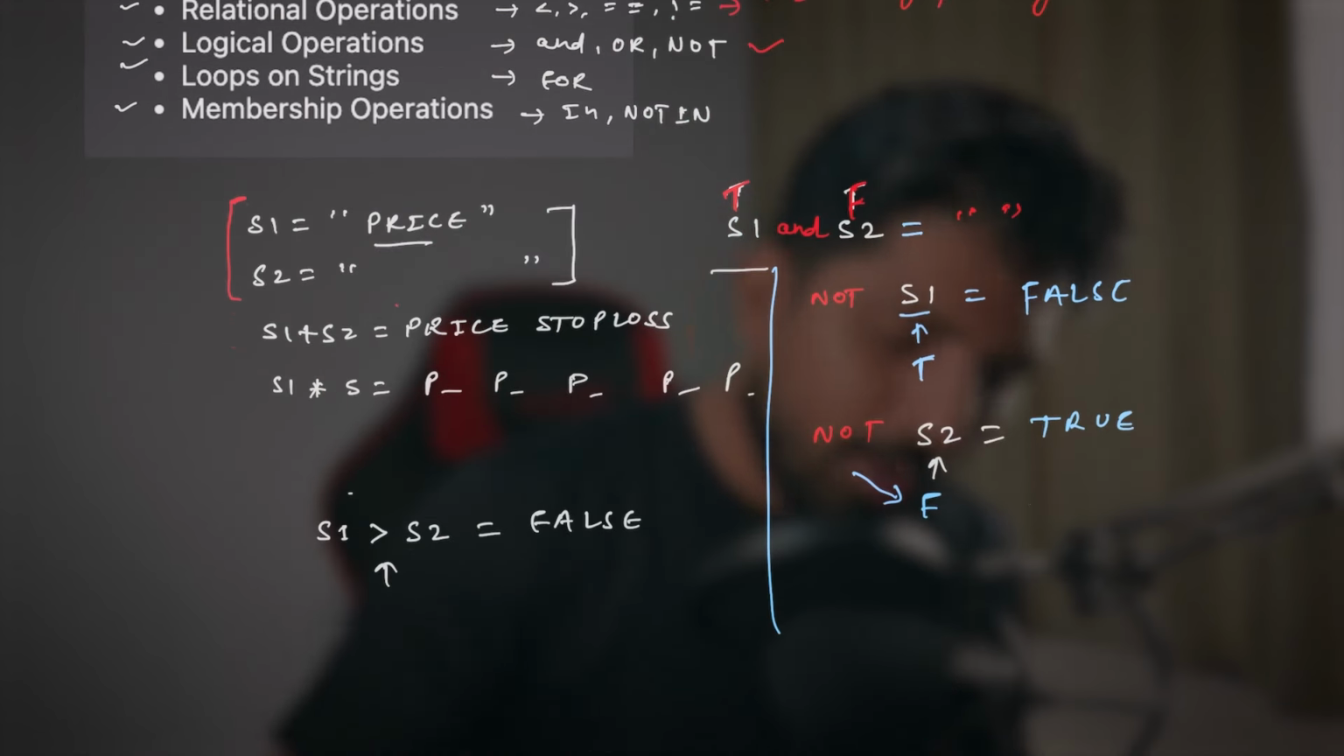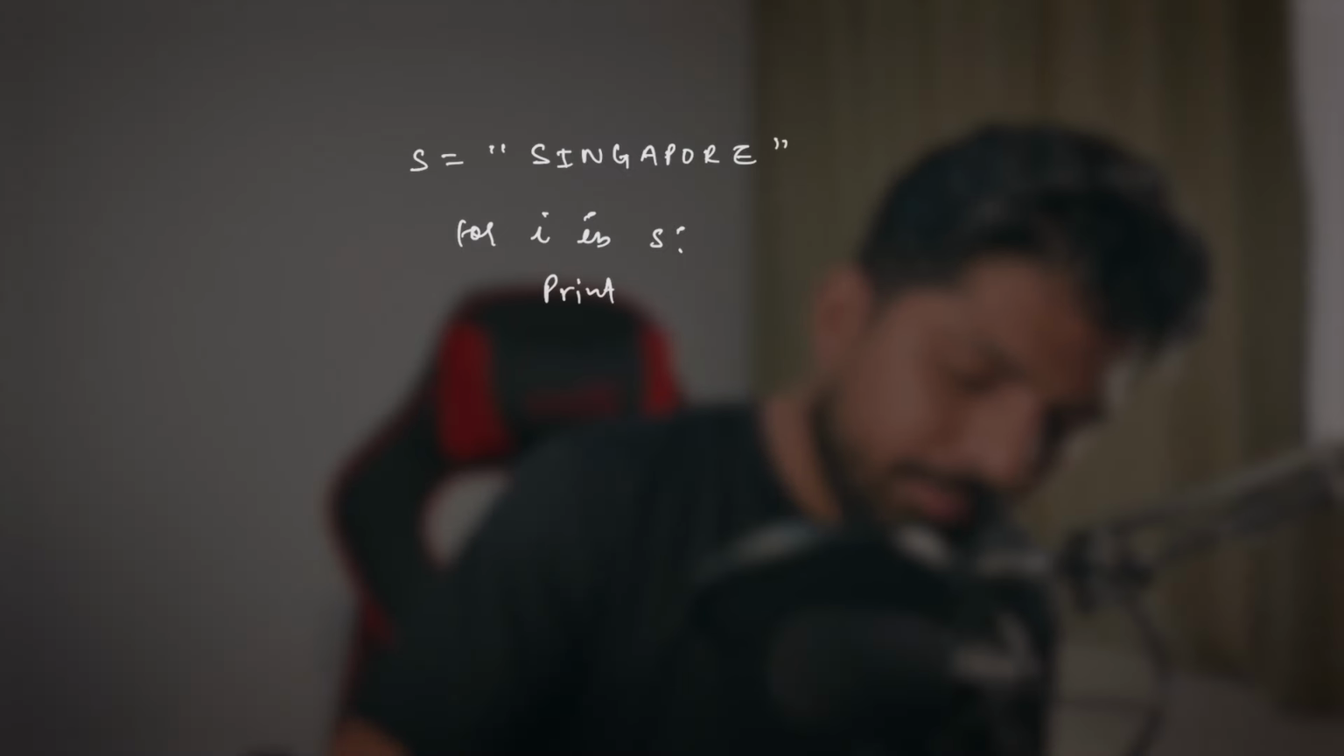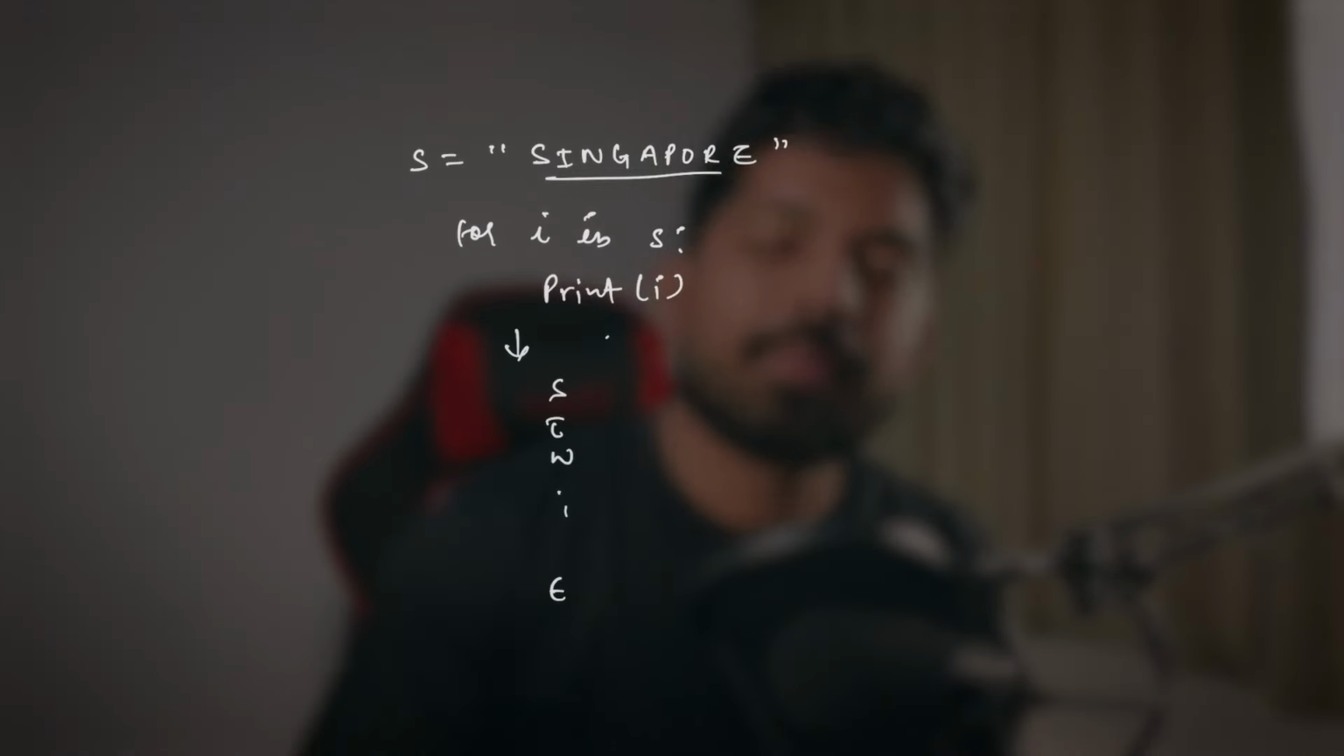Then we have loops. Loops are very simple here. For example, we have a string S as Singapore. In strings, we can even perform loop operations. How will it work? We can write a code like for i in S, and if I write print i, then we will get the output as S, I, N, and so on until the end. So it can perform loops also.